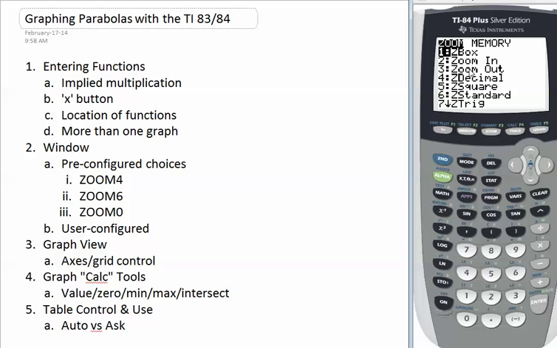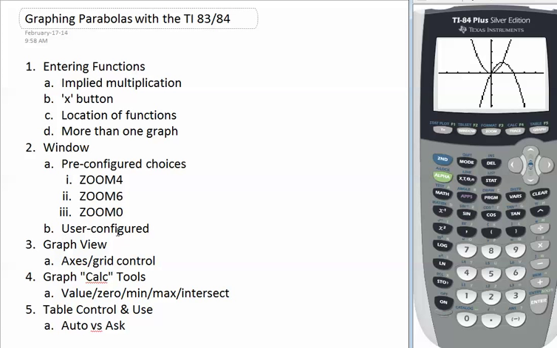Zoom in and zoom out are pretty standard to understand. You can experiment with those. I'm going to go back to Zoom 4. Now, I could also choose User Configured. You can always click the Window button and choose whatever X's and Y's that you want to try to override the controls and get the image just the way that you want.